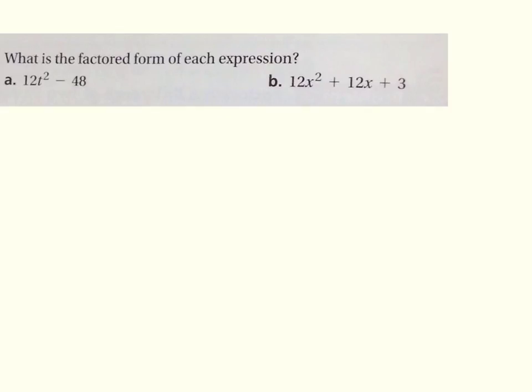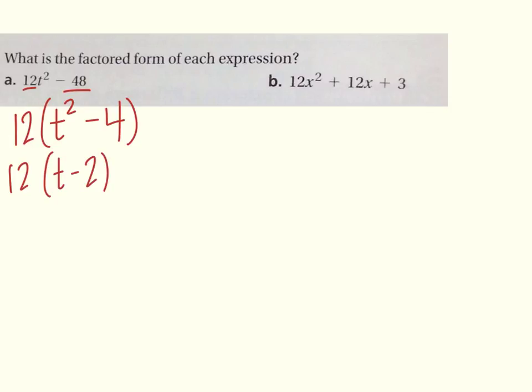Alright, two more. We're going to factor out a GCF because these aren't perfect squares. So what number will go into 12 and 48? You're probably thinking 4, but there's one bigger. I know 6, there's still one bigger. 12. 12 will go into both of them. So 12, factor that out, and you get 1t squared minus 4. Well, 1's a perfect square, and so is 4. So this is going to be t minus 2, t plus 2.